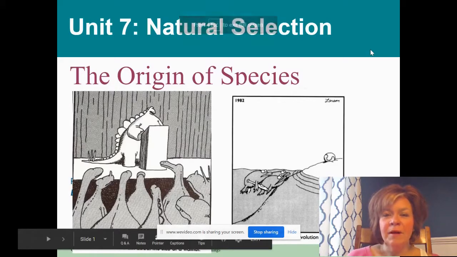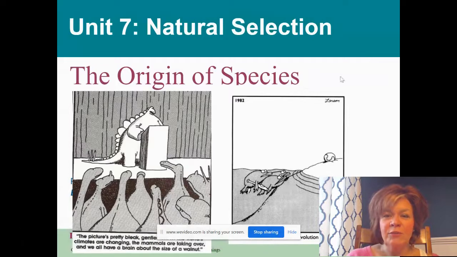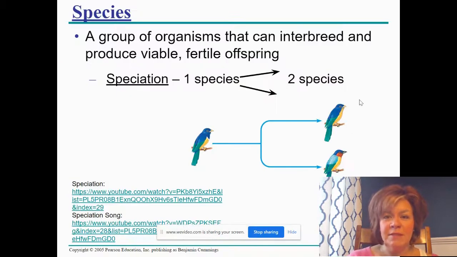Okay, today we're talking about Unit 7, Natural Selection. We're talking about the origin of species. So, first, let's define what a species is. A species is a group of organisms that can interbreed.